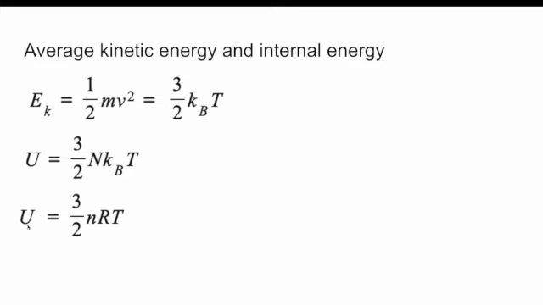So these two equal each other, and the way that this is derived is by using E_K as half mv squared and equating that to 3 over 2 k_B T, which is the E_K of a particle in a gas. So yeah, that's pretty much the entire topic B.3.